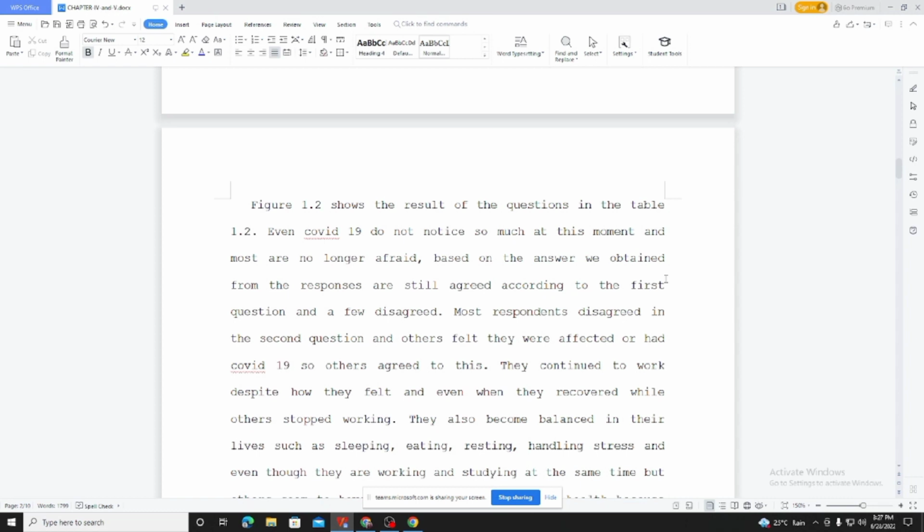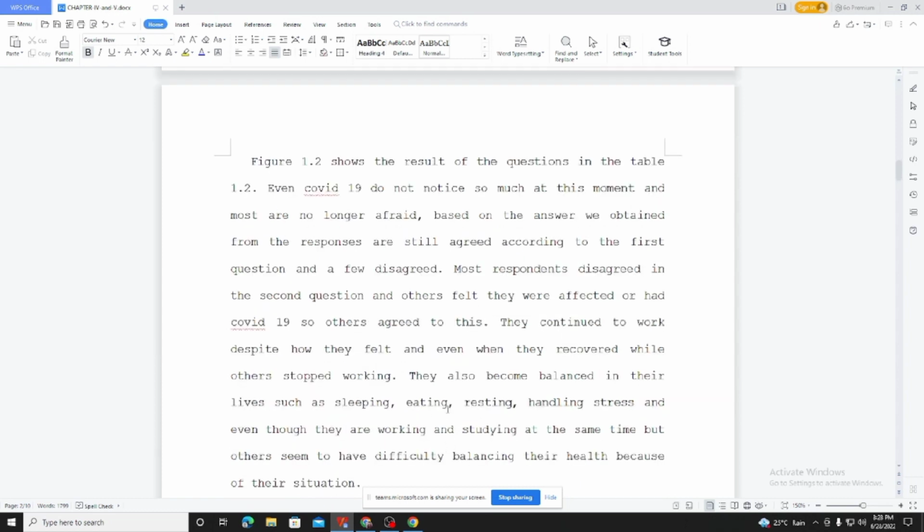Even COVID-19 do not notice so much at this moment, and most are no longer afraid. Based on the answer we obtained from the responses are still agreed according to the first question and a few disagreed. Most respondents disagreed in the second question and others were they were affected or had COVID-19, so others agreed to this. They continued to work despite how they felt and even when they recovered while others stopped working.